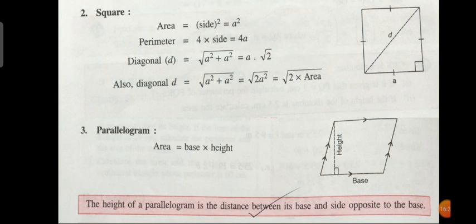It is also there, and the area is base into height. That is given there. On the right side there is a figure, and that is the base, and from the vertex there is drawn a perpendicular. That is the height. That is, the height of a parallelogram is the distance between its base and the side opposite to its base. Okay, area is base into height.